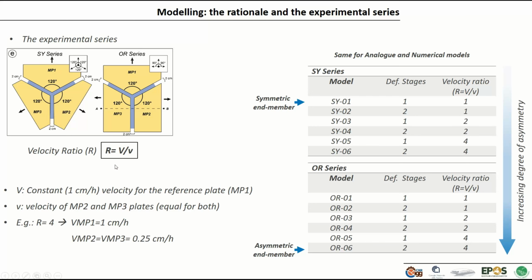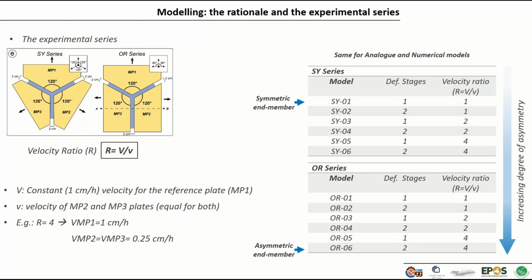So a high velocity ratio, like equal to 4, means that the reference plate moves 4 times faster than the divergence velocity of the other 2 plates, while a low velocity ratio means that all the plates move with similar velocity. For example, if their R value is 1, they move with the same velocity of 1 centimeter per hour.